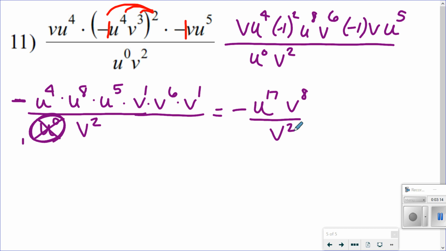My bases are the same. I'm dividing. Go ahead and subtract those. V to the 8th over v to the 2nd turns into v to the 6th. That is my final answer.